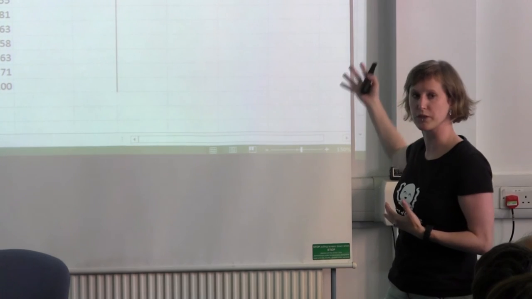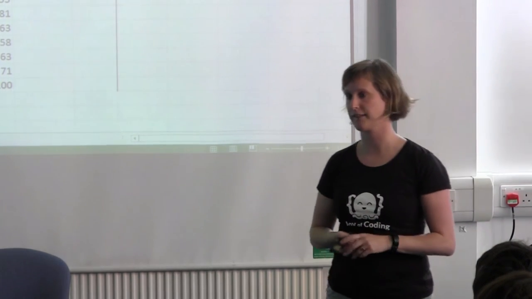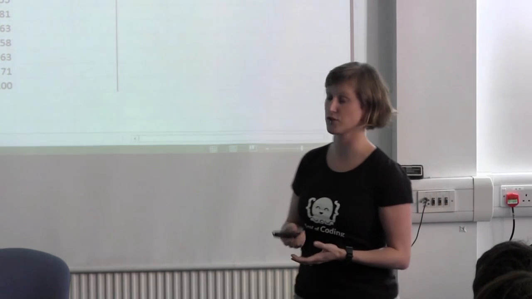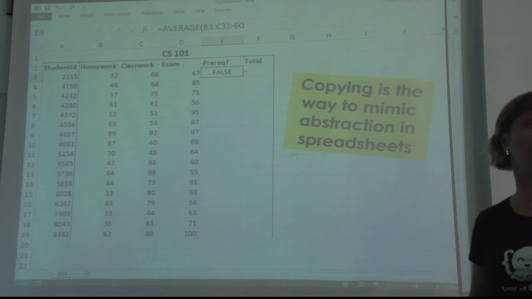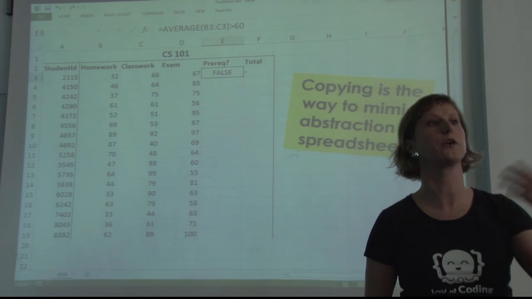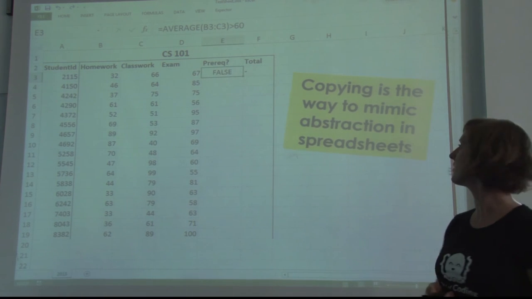So users really rely on copy-pasting to make up for the fact that spreadsheets lack abstraction. There's no such thing in a spreadsheet as a student class with a field of homework score and a field of classwork score. I can put my data everywhere, so I really need the copy-pasting.